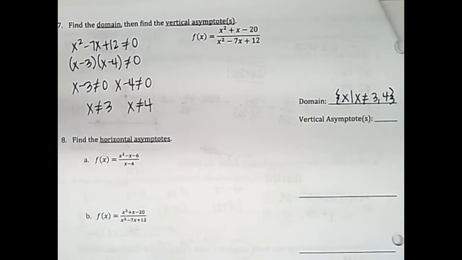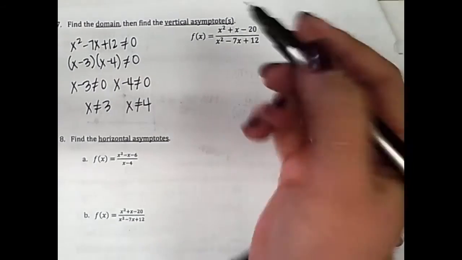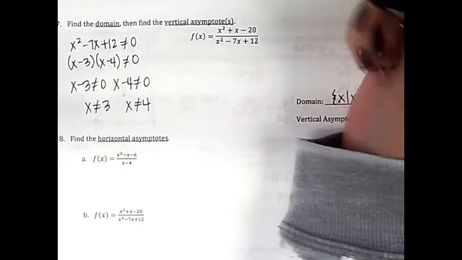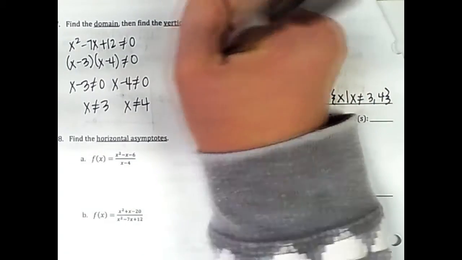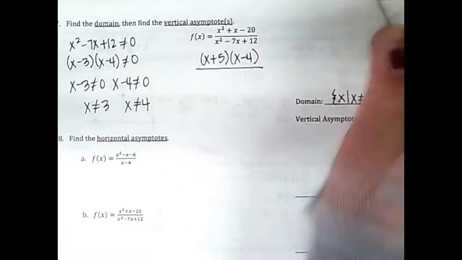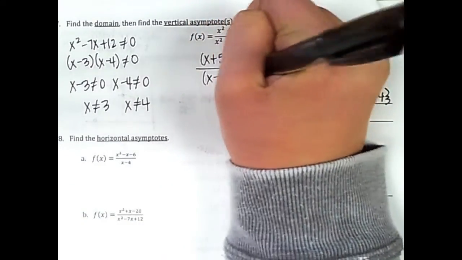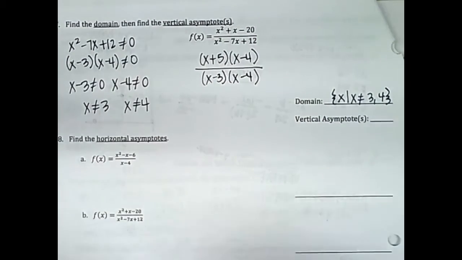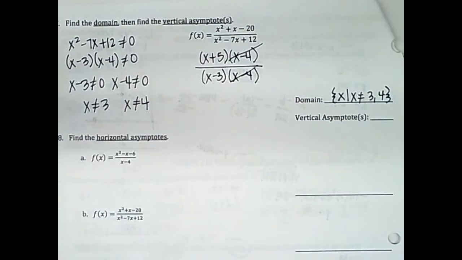Now with the vertical asymptote, you're essentially doing the same thing, but the only difference is we are going to simplify it. So when we simplify it, we have to actually factor the top as well. Even though it doesn't really matter when we start solving, to simplify, we need to factor the top. So x squared plus x minus 20 factored is x plus 5 times x minus 4. We already factored the denominator, so x minus 3 times x minus 4. And we're going to cancel out any like factors. So x minus 4 and x minus 4 are like factors, so we can cancel those out.